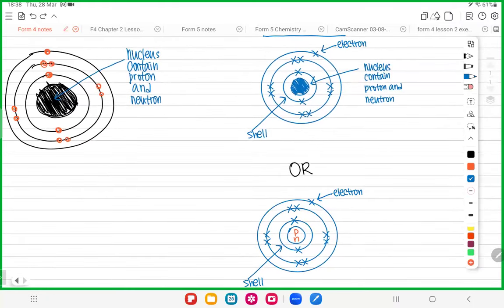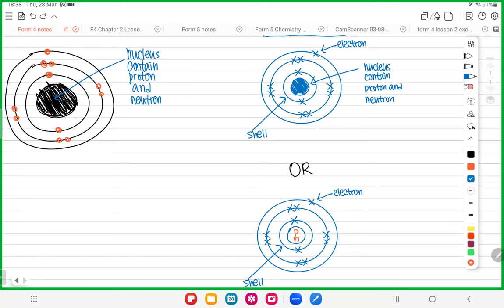Okay, guys, let me know in the chat box. Are you guys okay with how to draw modern atomic structure? Modern one. Are you okay?